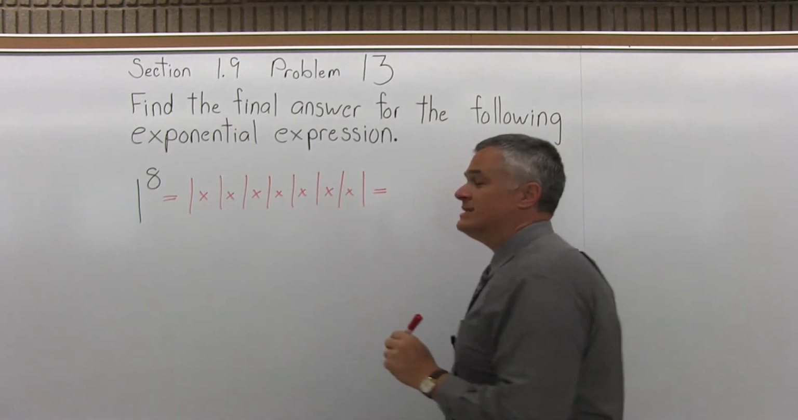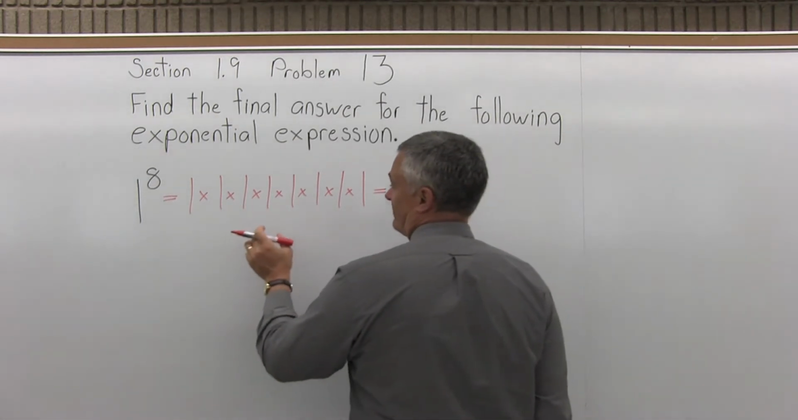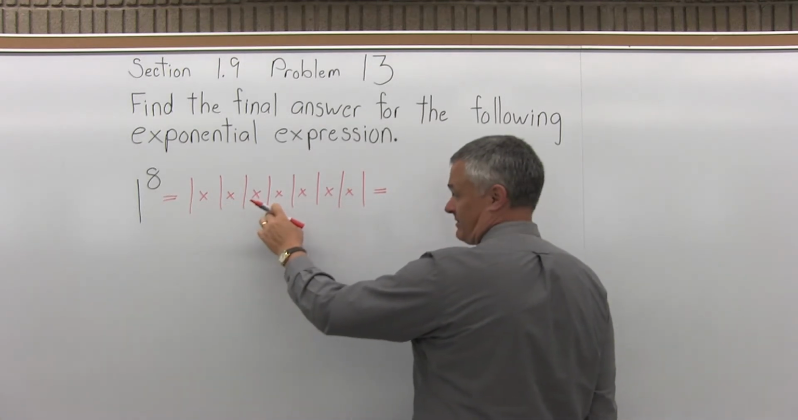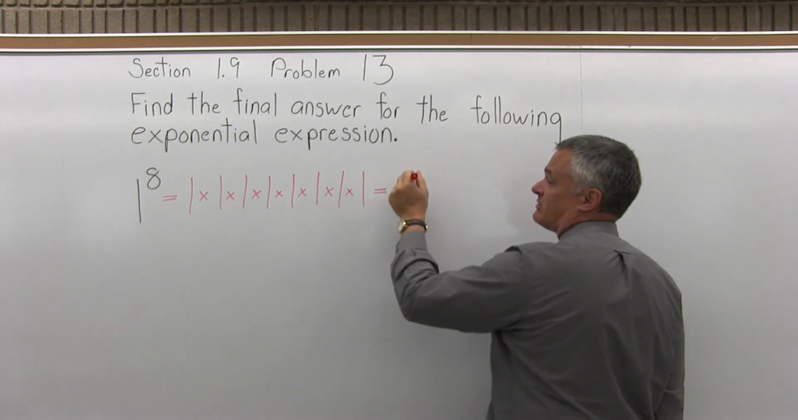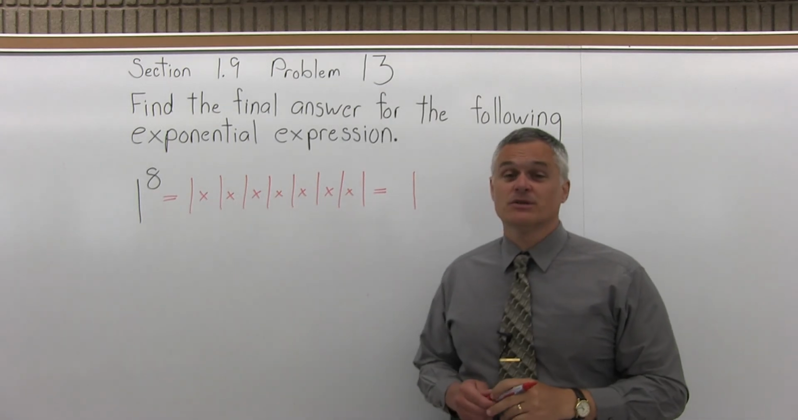Now, since they're all times 1, it doesn't really matter if I have 8 or 9 or 5. 1 times 1 is 1, times the next one is 1, and times the next one is 1. It's going to just stay 1, because you multiply everything times 1. So 1 to the 8th power, or really any power, is equal to 1.